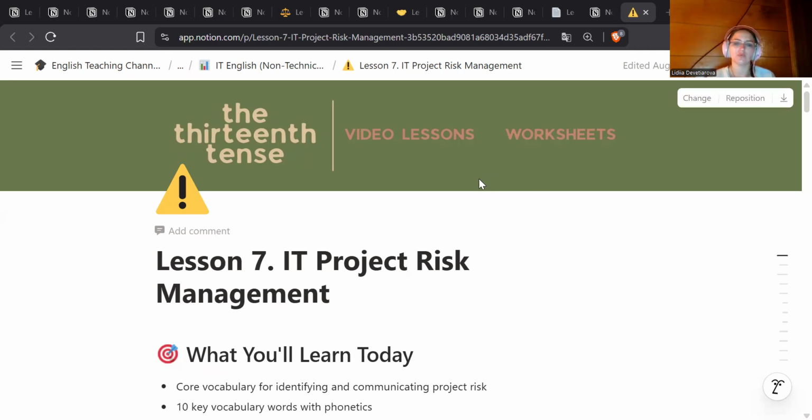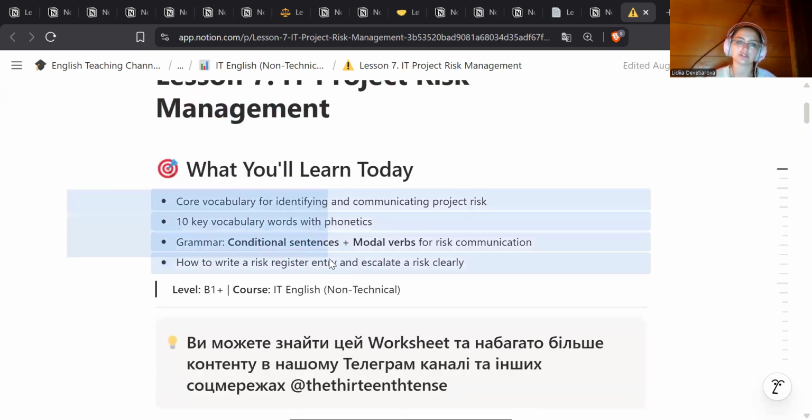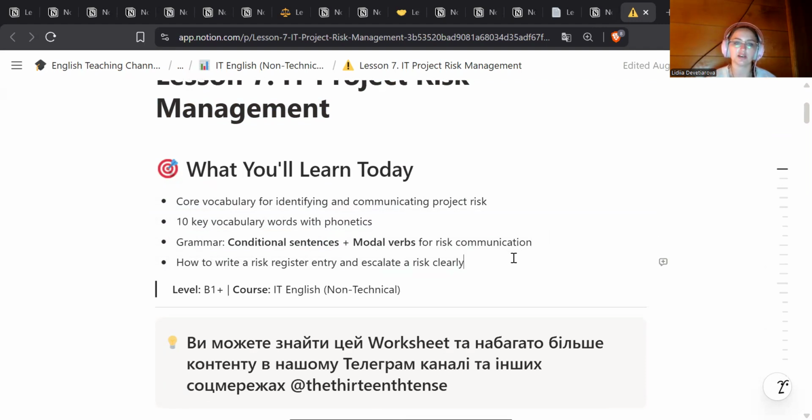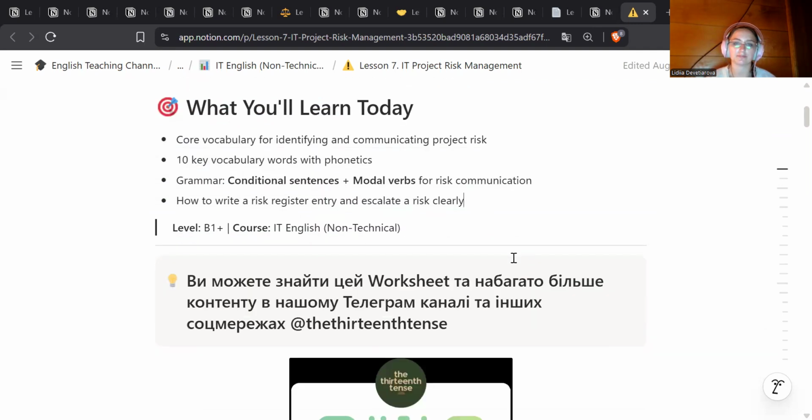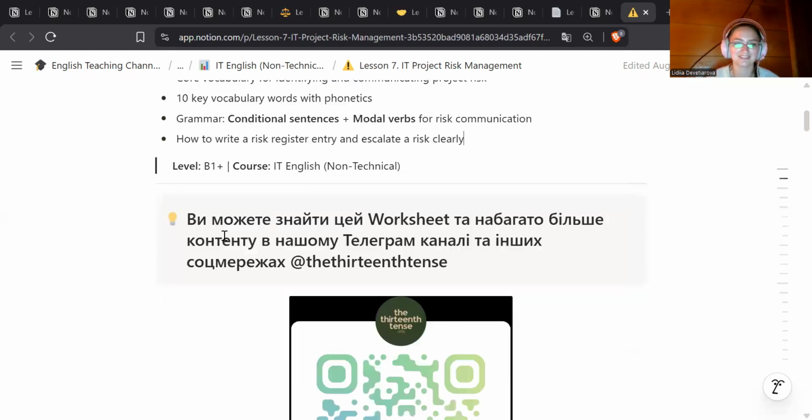Welcome, or welcome back, to today's lesson 7 about IT project risk management. What exactly are you going to learn today? Core vocabulary for identifying and communicating project risk. 10 key vocabulary words with phonetics. Grammar: conditional sentences and modal verbs for risk communication. How to write a risk register entry and escalate a risk early and clearly. Early and clearly, right?